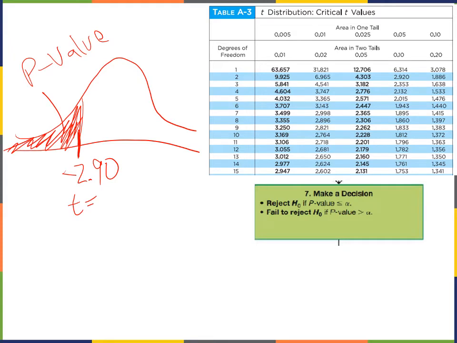So we want to figure out what this area to the left is. Well, here's what we have to do. We're really going to have to estimate it. And then what we do is we compare the p-value to alpha.